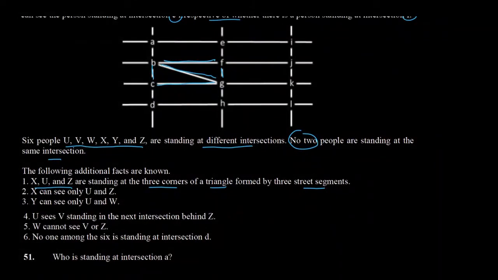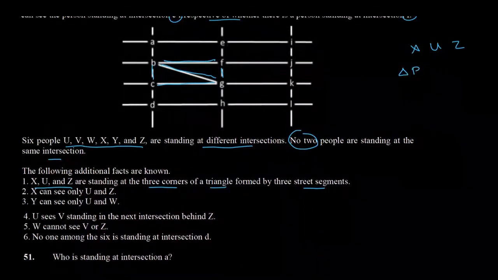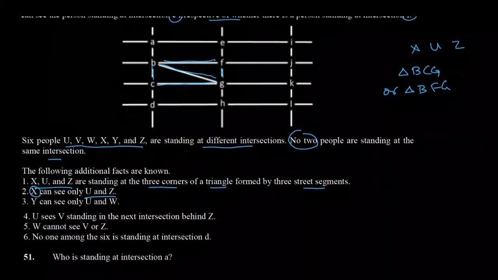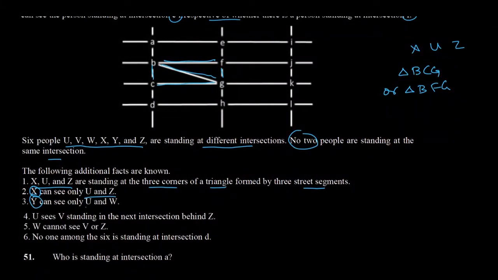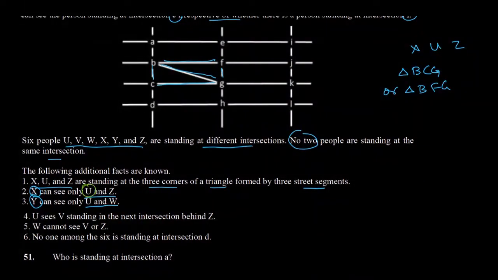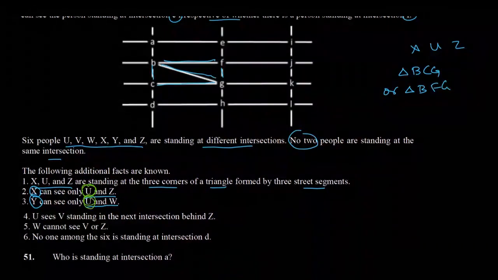So X, U and Z will be standing at the corners of the triangle BCG or triangle BFG. So one of the 2. Then it says X can see only U and Z. Y can see only U and W. So U is visible to both X and Y.